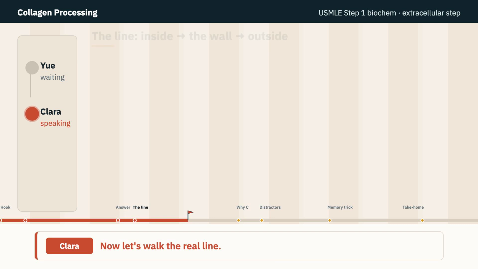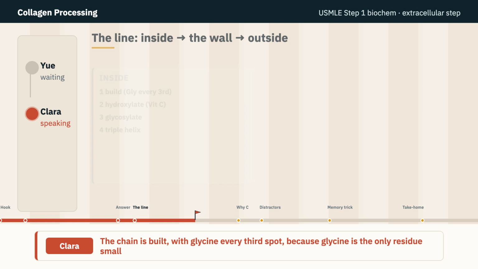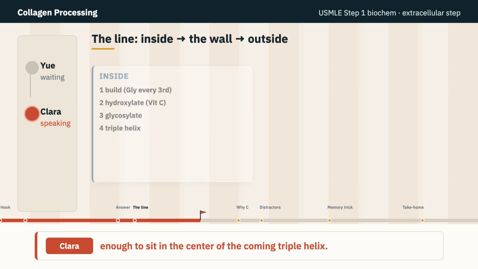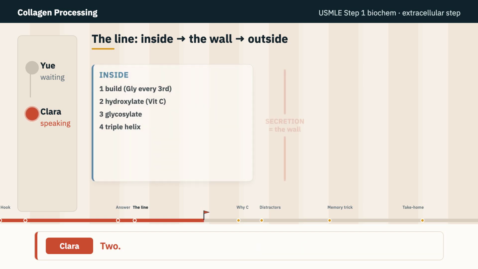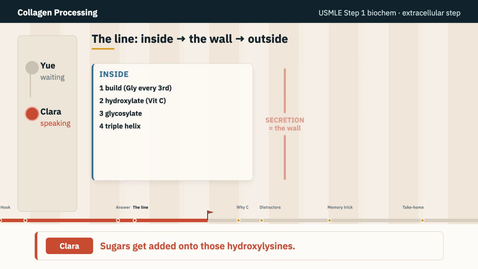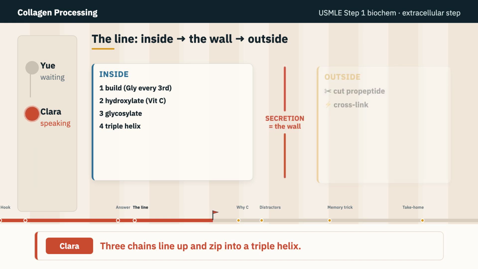Now let's walk the real line and watch for one thing only. The moment we step outside the cell. Inside the cell, 4 things happen. 1. The chain is built with glycine every 3rd spot, because glycine is the only residue small enough to sit in the center of the coming triple helix. 2. Proline and lysine get hydroxyl groups added. Little hooks. 3. Sugars get added onto those hydroxylysines. 4. 3 chains line up and zip into a triple helix.